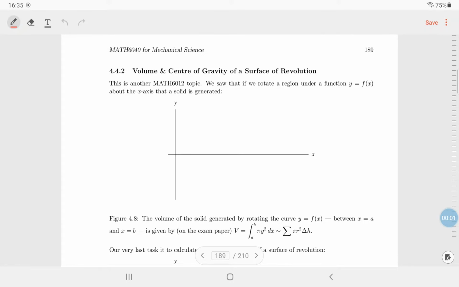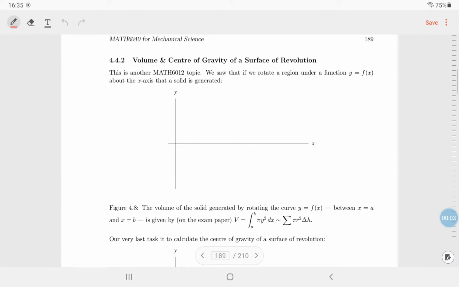Our final section. Okay, so if you take a positive function between 2 points, say between A and B, and you rotate it about the x-axis. So this is a surface of revolution, the kind of shape you'd make with a lathe.